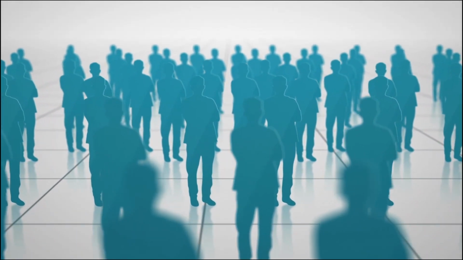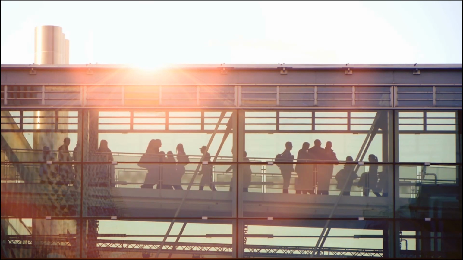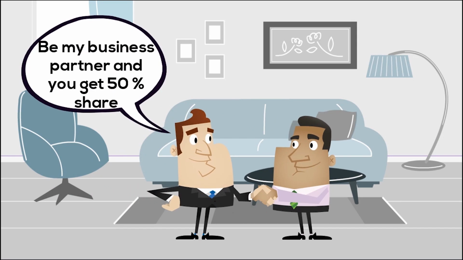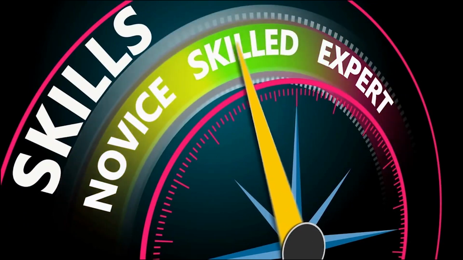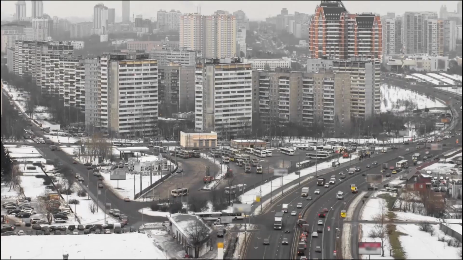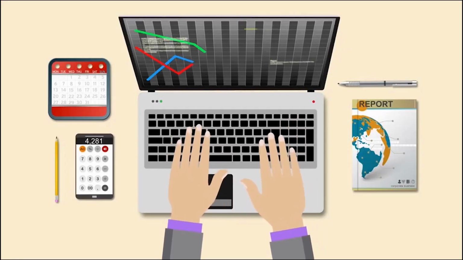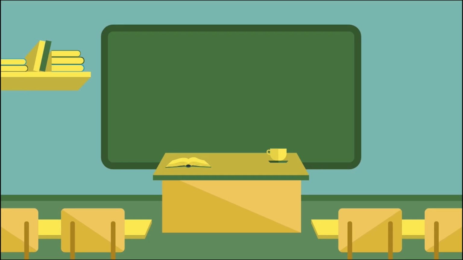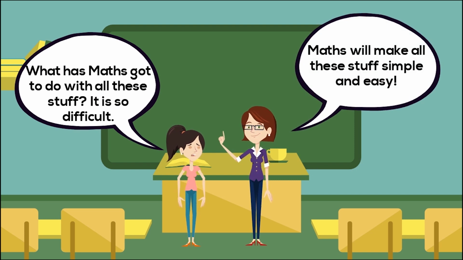Human beings are complex creatures. Even more complex is the economy and its varied functions. Though the relationship between economic agents and economic activities may look simple, there is a human tendency to try to make things look simpler and easier. The craze to make life simple and easy has led to the development of science, technology, and the development of the economy. What has maths got to do with all this stuff? It is so difficult. Maths will make all this difficult stuff simple and easy.